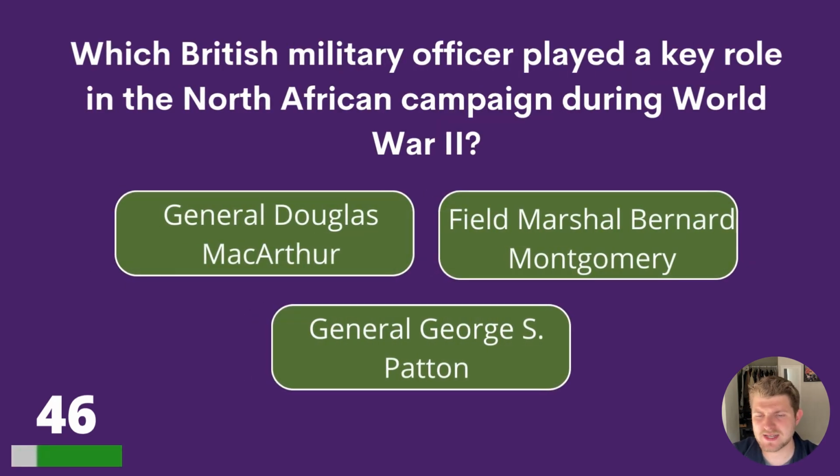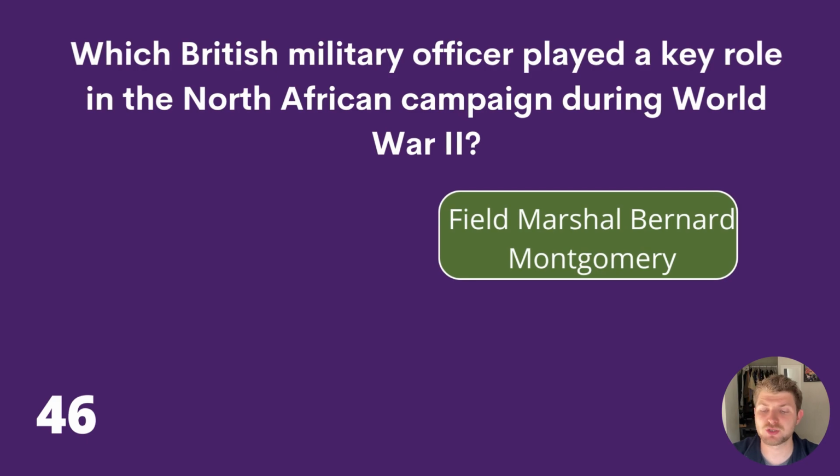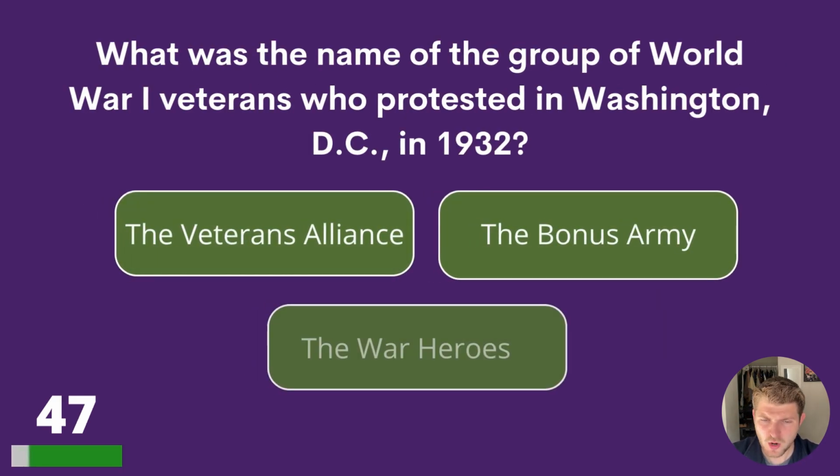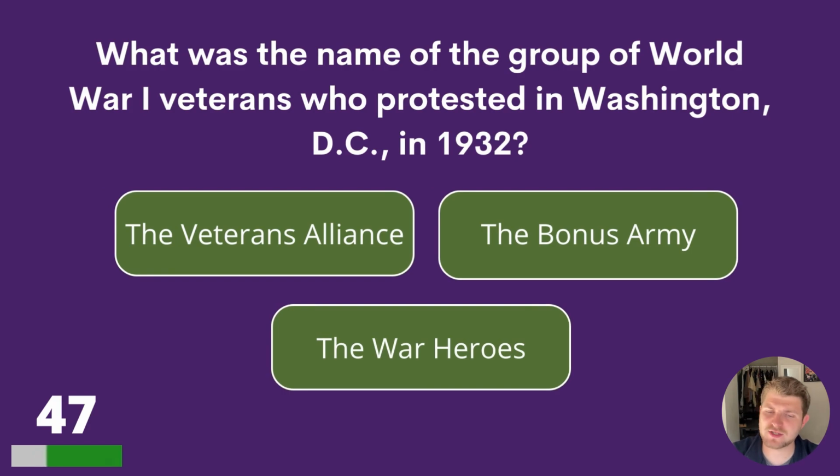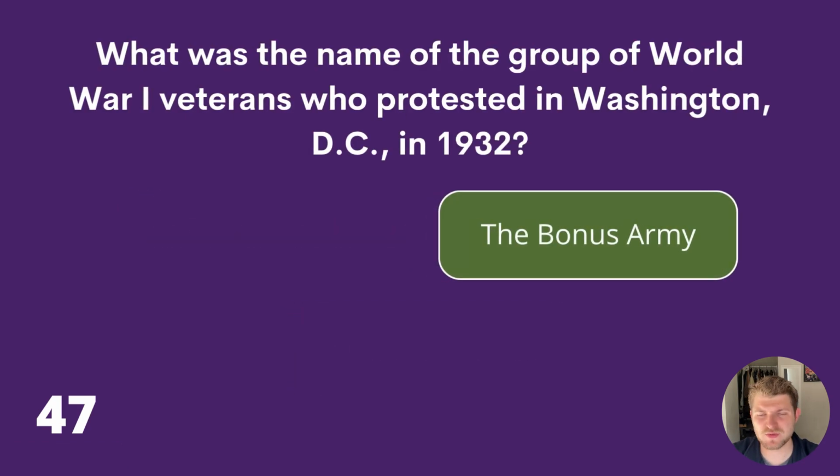46. Which British military officer played a key role in the North African campaign during World War II? General Douglas MacArthur, Field Marshal Bernard Montgomery, or General George S. Patton? And the answer is Field Marshal Bernard Montgomery. 47. What was the name of the group of World War I veterans who protested in Washington, D.C. in 1932? Is it the Veterans Alliance, the Bonus Army, or the War Heroes? The answer is the Bonus Army.